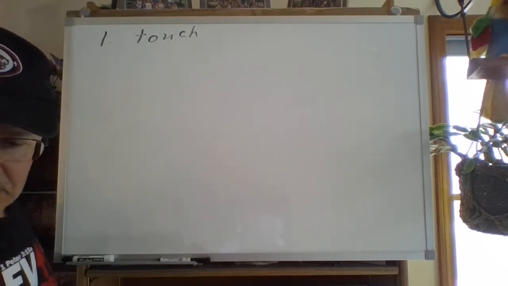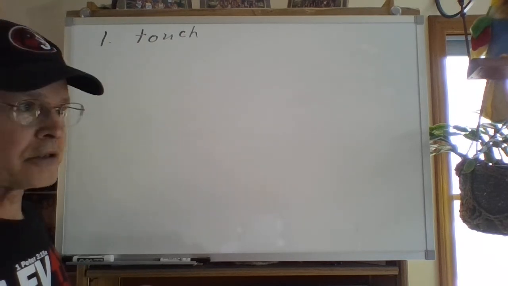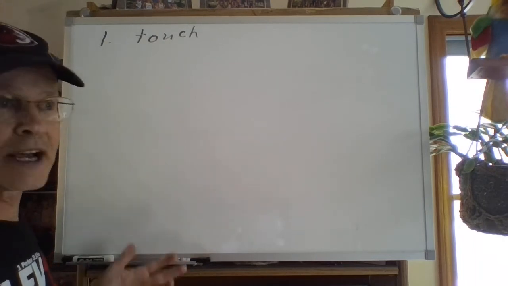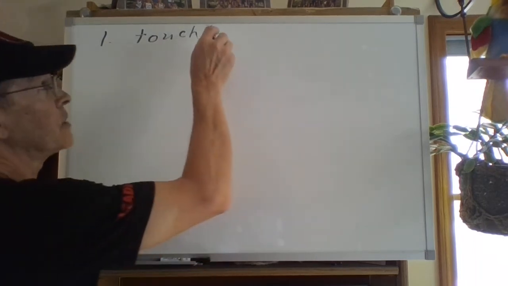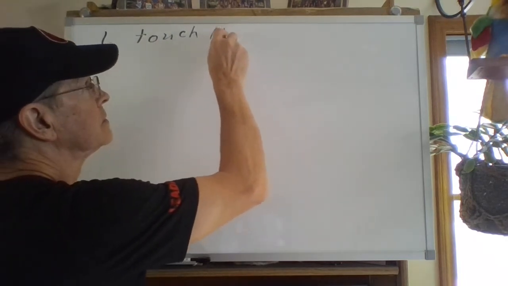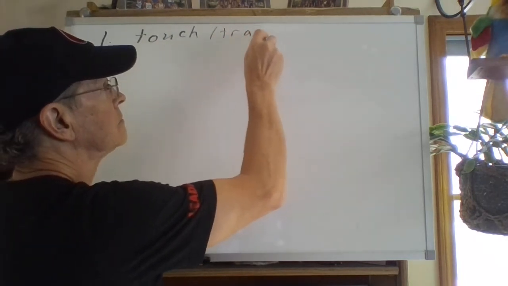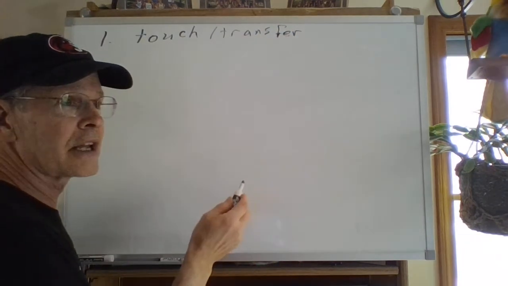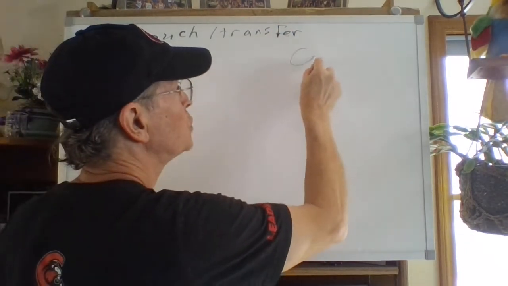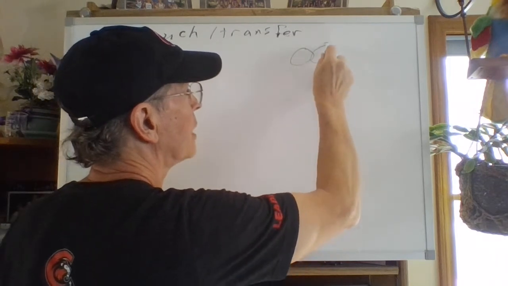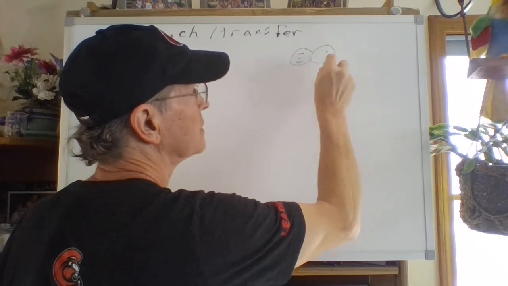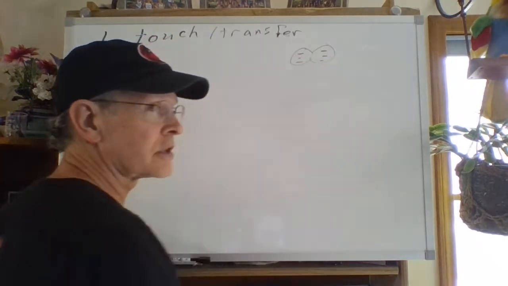The first question says describe charging by conduction. You can charge an object from another object if they touch. Touch and transfer. If you touch something that's charged, you'll get the same charge that it has. If two things touch each other and one has negative charge, it'll transfer negative charge to the other one.